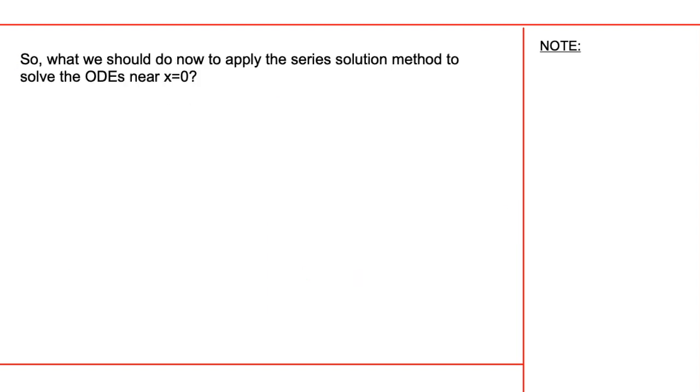So what should we do now to apply the series solution method to solve the ordinary differential equation near x equals 0? This generalization can be made by assuming that p of x approaches infinity no more rapidly than 1 over x at x equals 0, and q of x, which is the coefficient of y, approaches infinity no more rapidly than 1 over x squared at x equals 0. This is a way of saying that p of x and q of x have only a weak singularity at x equals 0.